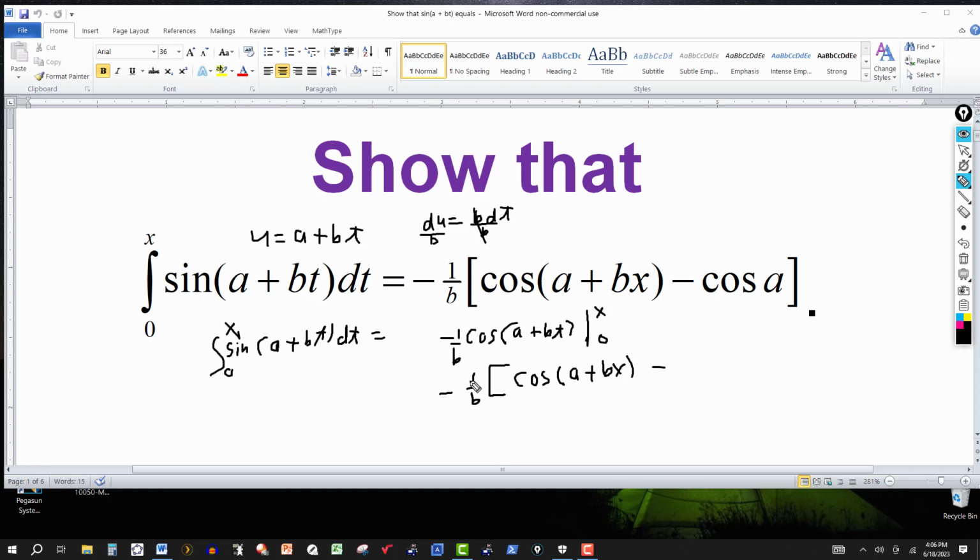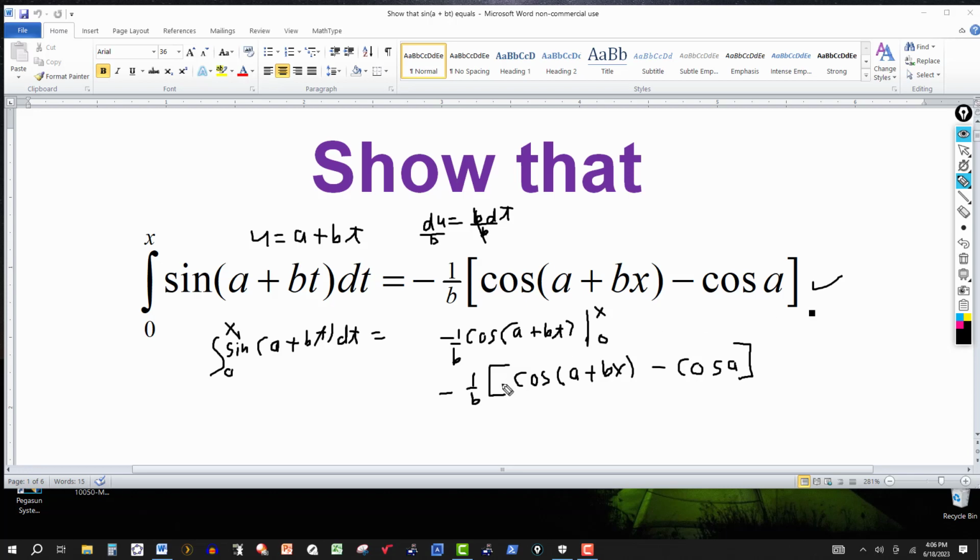Remember, the minus 1 over b is already out in front. So this then gives me cosine, put a 0 where the t is, where a plus 0 is a. And close the brackets. And that's the way it's given over here.